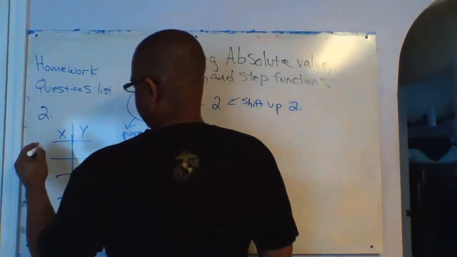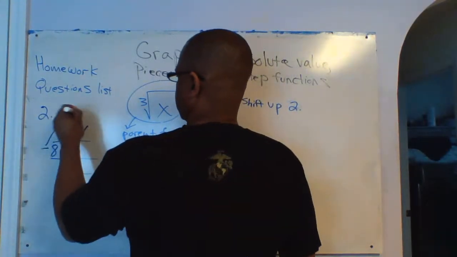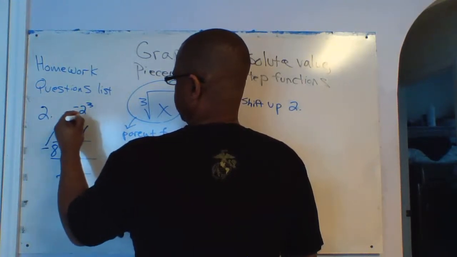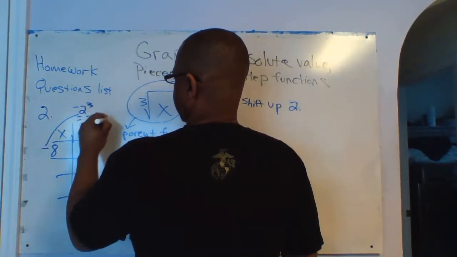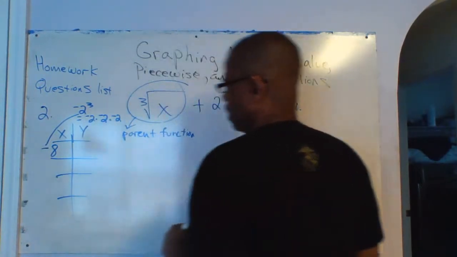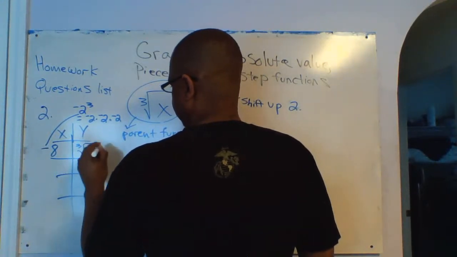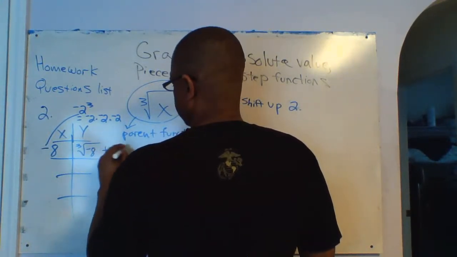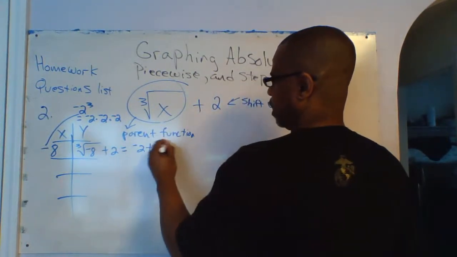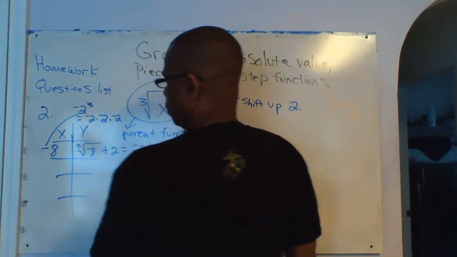All right, so we're going to do a negative. We're going to choose -8. Remember, -8 is a perfect cube. That's -2 cubed, which is -2 times -2 times -2, which gives you -8. So the cube root of -8 plus 2 is simply -2 plus 2, which in this case will give you 0.